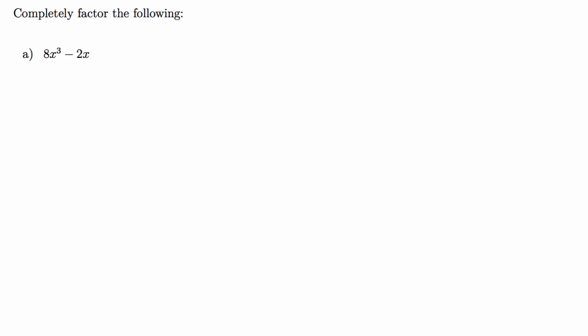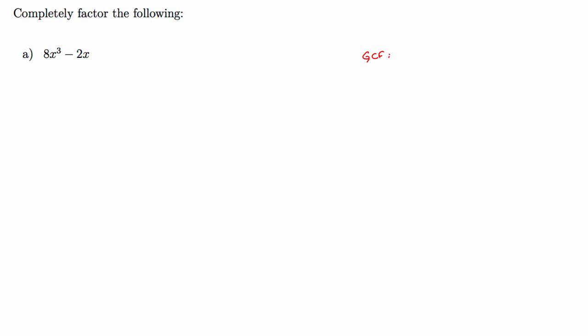In this video, we will continue factoring polynomials, applying different methods depending on what it is we're presented with. Essentially, we will be applying the factoring flowchart. In our first example, part A, we have 8x to the third minus 2x. The first step on the factoring flowchart is to look for the greatest common factor.